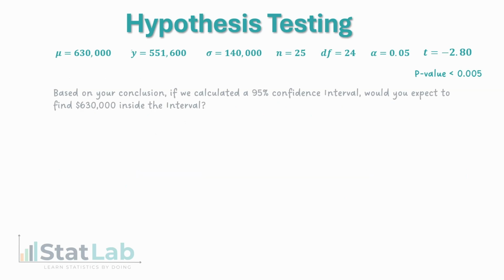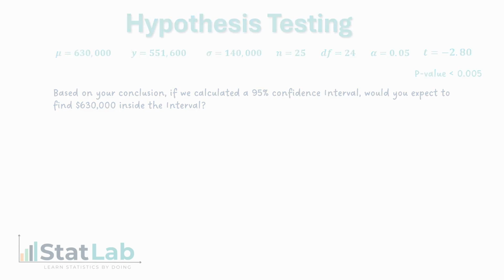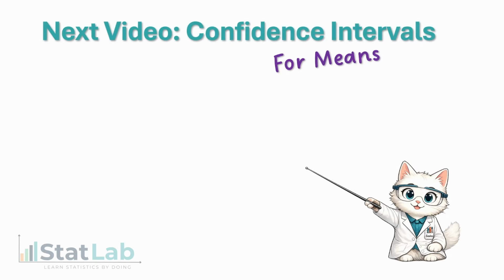So based on your conclusion, if we calculated a 95% confidence interval, would you expect to find 630,000 inside the interval? So think about that. Drop your answer in the comments and also include how you know the answer to that. If you don't know the answer to that, you're going to want to check out our next video, which will be on confidence intervals for means, where we go over that specific confidence interval, and it'll help you understand how everyone else would know that answer.